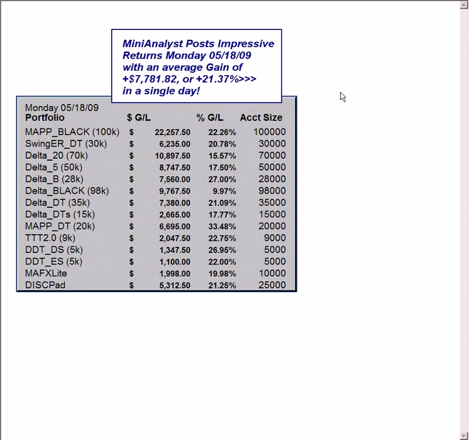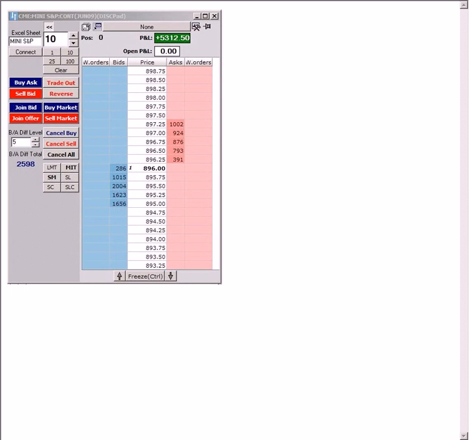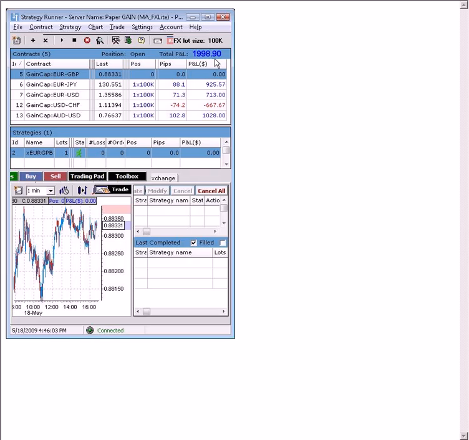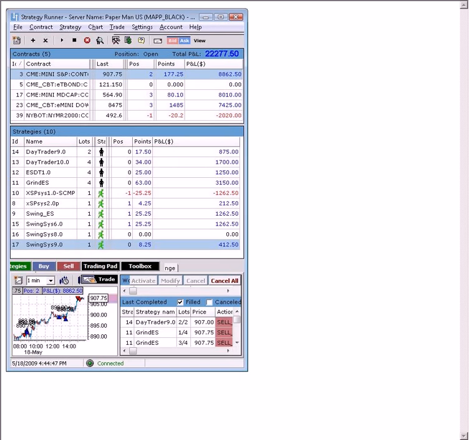So there's our performance yesterday. A banner day yesterday for the Mini Analyst. As you can see, almost every portfolio, look at the Disc Pad, up 53.1250. Right off the bat, this targets about 1 to 5% per day, up 21.25% yesterday. Matte Black up 22%, very aggressive yet extremely diversified portfolio, up 22%. And of course, the winner, as always, the MAP DT, the venerable MAP DT, putting in a $6,695 gain, or 35%. MFX Lite gains another $2,000 yesterday. There's the MAP Black gaining 2277.50.